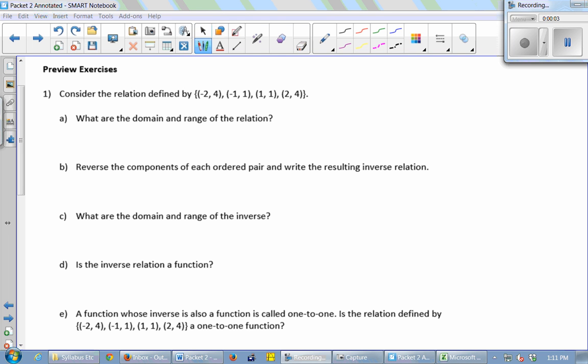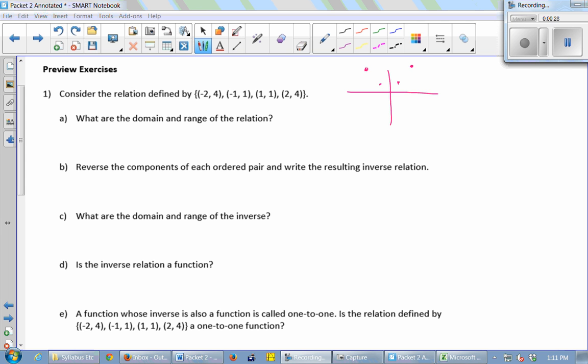Okay, so we have a relation defined by just these 4 points, right? It's not a formula. It's not a continuous graph. It's just 4 points. And if I wanted a graph of this function, it would just be 4 points. 2, 4, right? Just those 4 points. You don't connect them, right? It's just those 4 points.